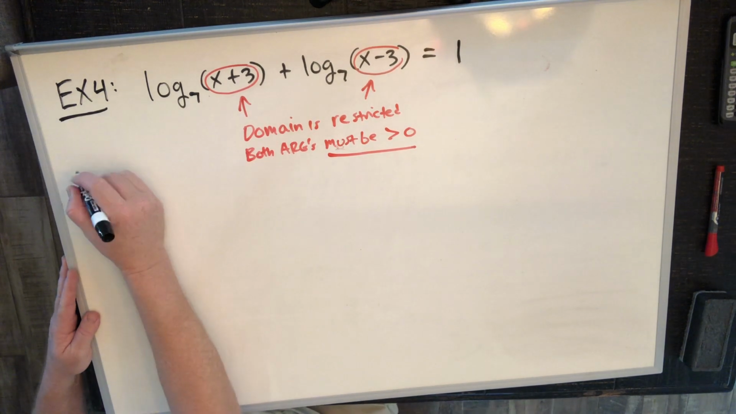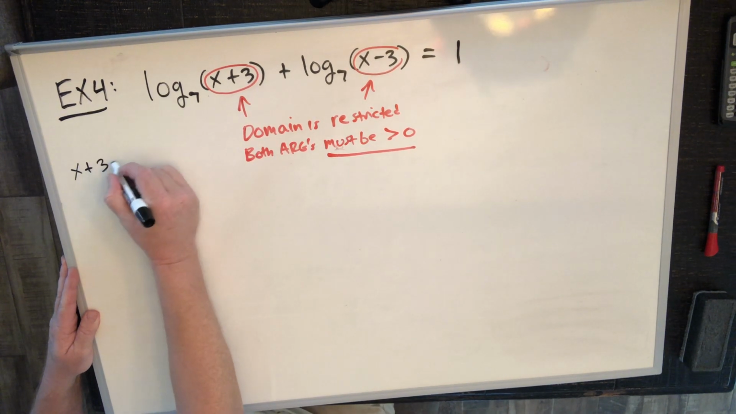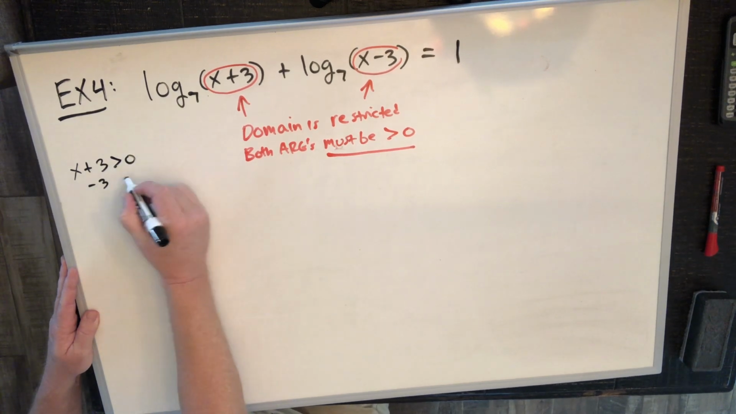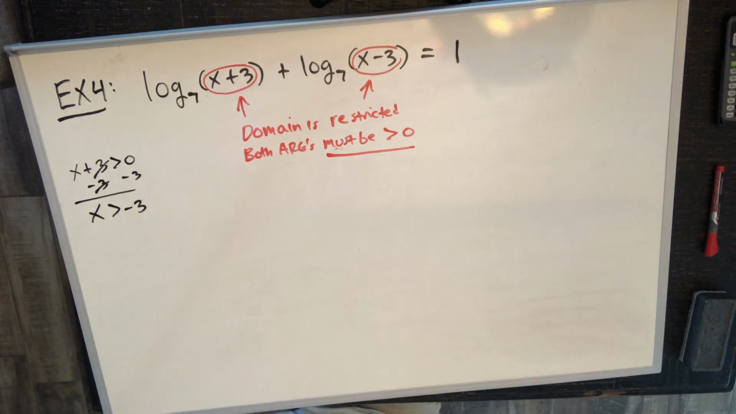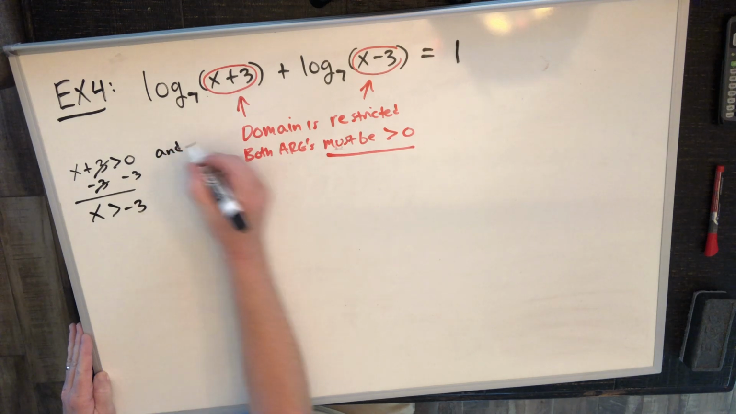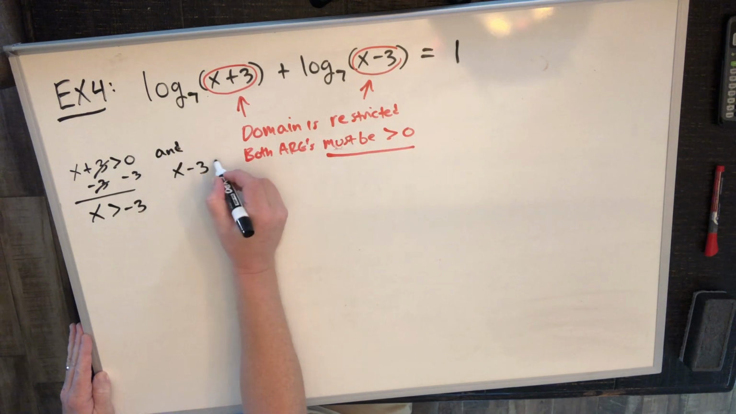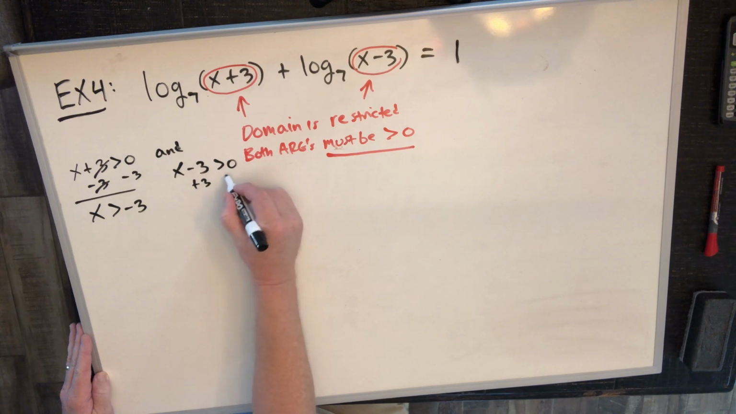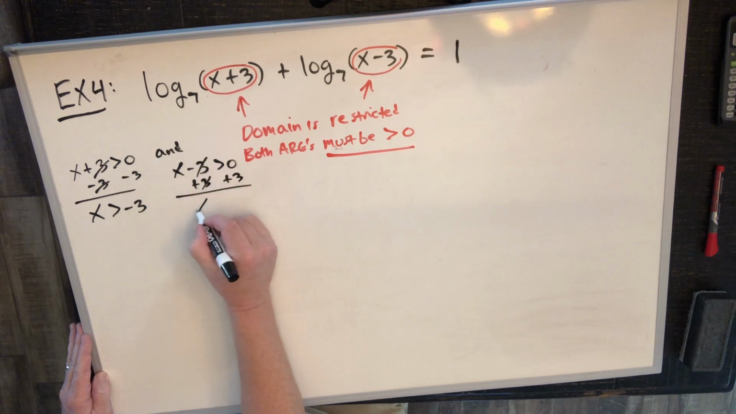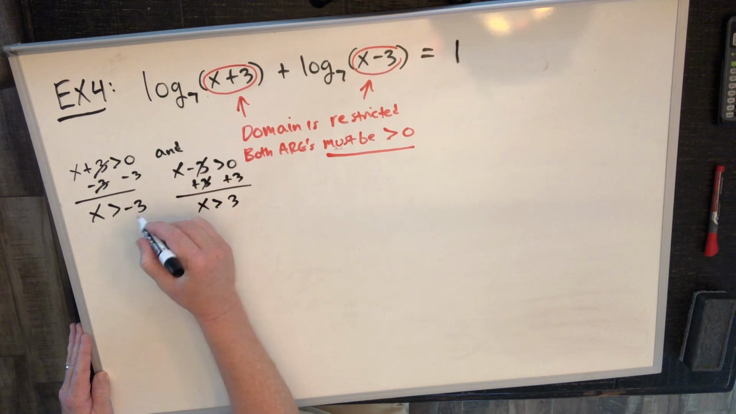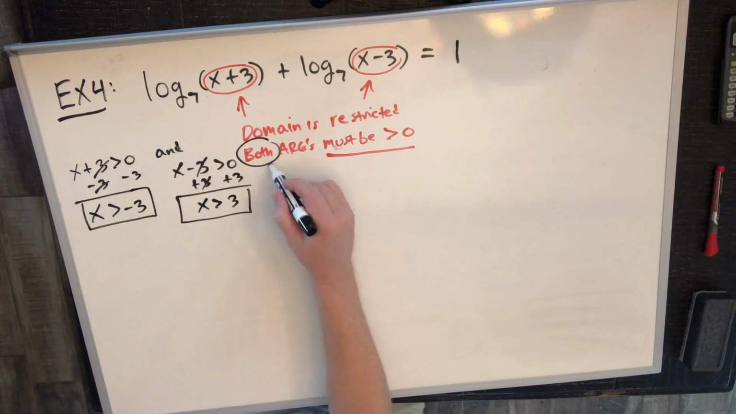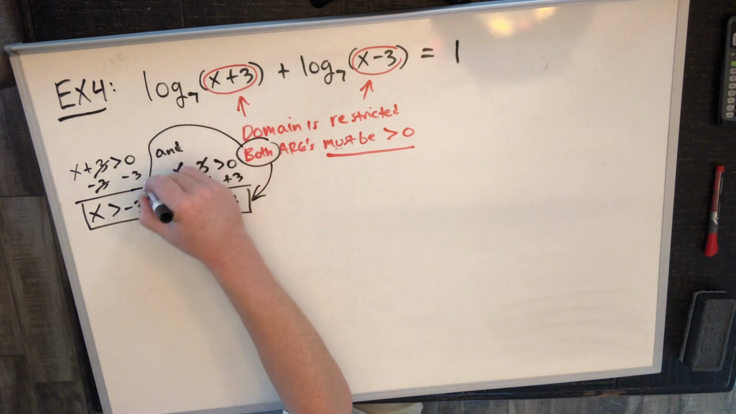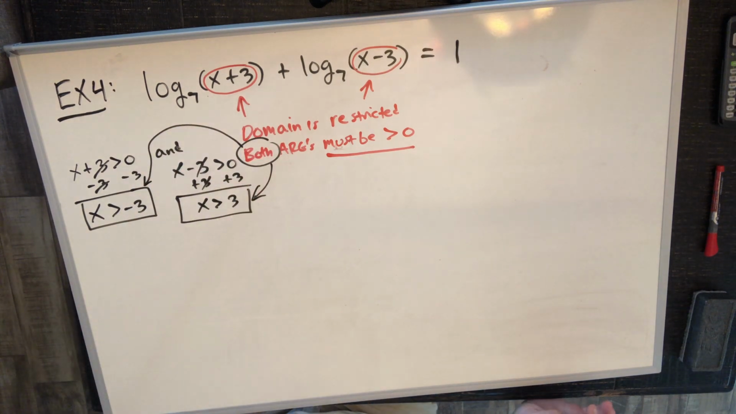So we can do a little scratch work here. x plus 3 must be greater than 0. So that means x must be greater than negative 3. And x minus 3 must be greater than 0. So x must be greater than 3. Both of these must be true. Both of these must be true at the same time.